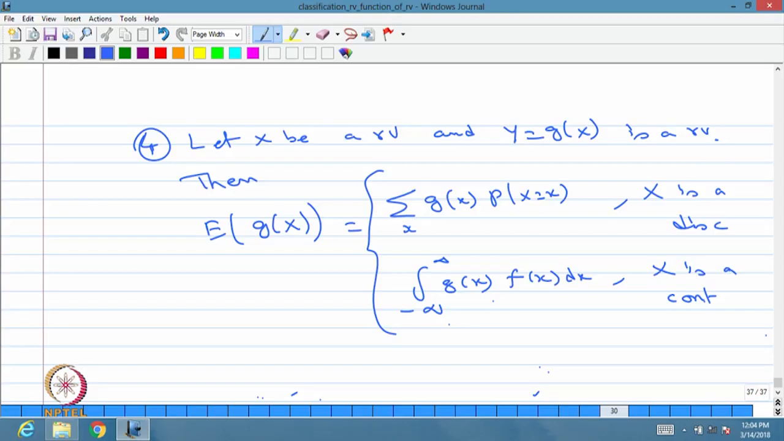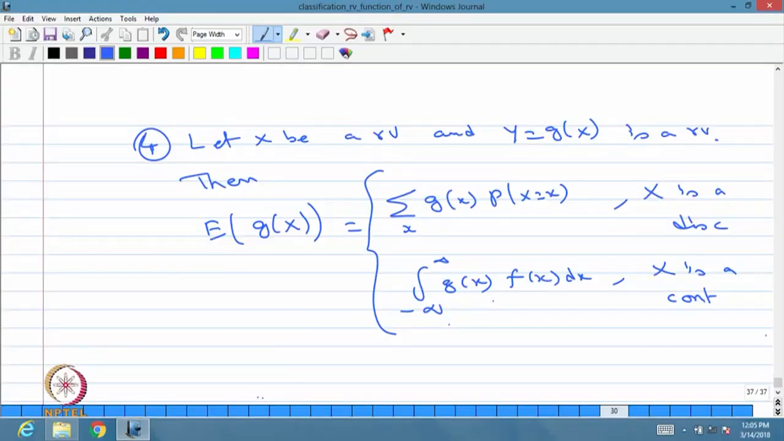Why this result is very important is that you are not finding the distribution of g of x, but with the help of the distribution of x, you are finding the expectation of g of x, provided it exists. You do not need to find the distribution of g of x. If it is a discrete type random variable, with the probability mass function, or if it is continuous, with the probability density function of x, you can find the expectation by the summation or the integration without knowing the distribution of g of x.